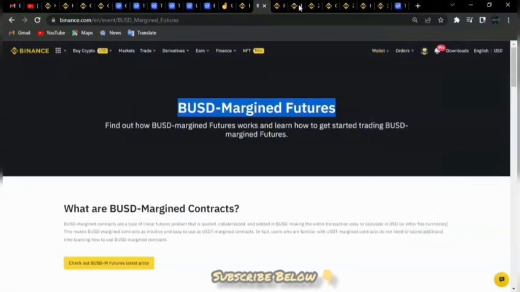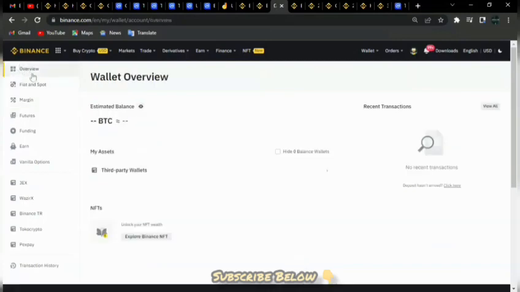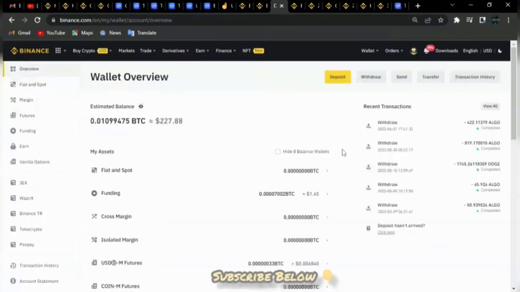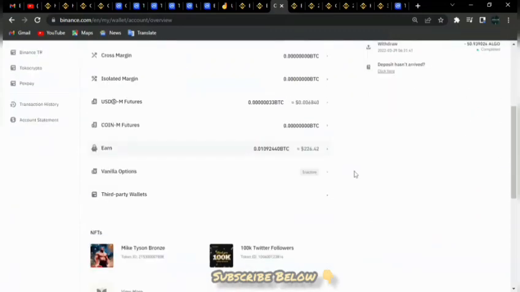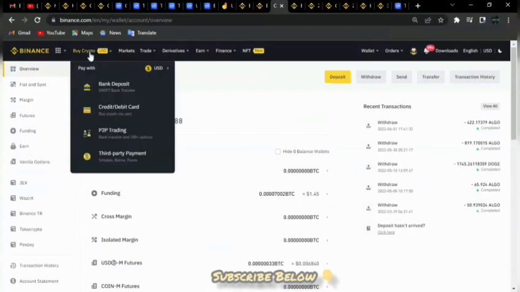So this is an overview of our wallet. You can see our features wallet. We currently do not have any funds here. I'm going to click on the overview for you to see. I think we have some funds in our account which we're going to push through with trading on the Binance platform. Now for a new user, all you need to do is to click on the buy crypto.